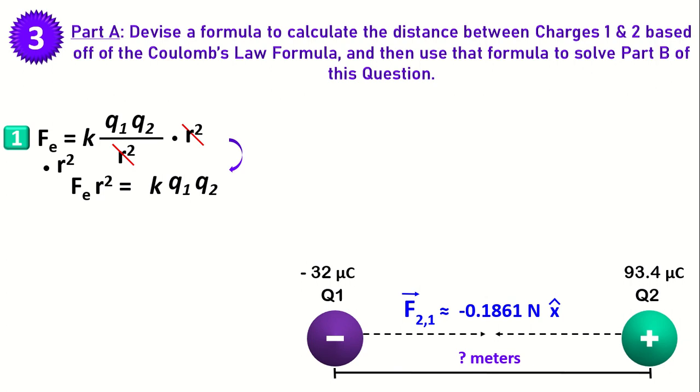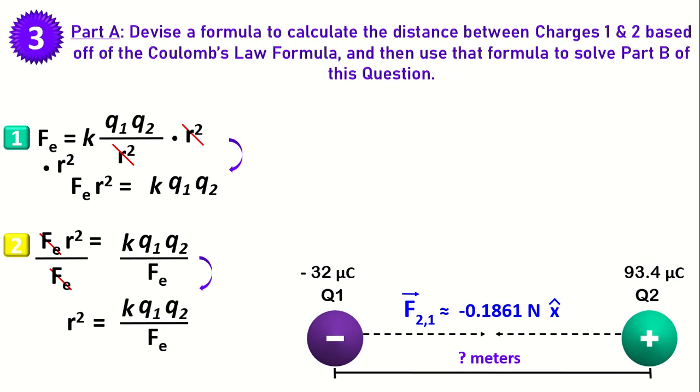Now, to continue solving for r, we can divide by the electrostatic force on both sides of the equation, such that we'll have r squared now. As you can see, on the left side, the electrostatic force, or F sub E, will cancel out. On the right side, we'll have k times q1 times q2 divided by F sub E. So now we'll be left with r squared is equal to k times q1 times q2 divided by F sub E, or the electrostatic force between the two charges.